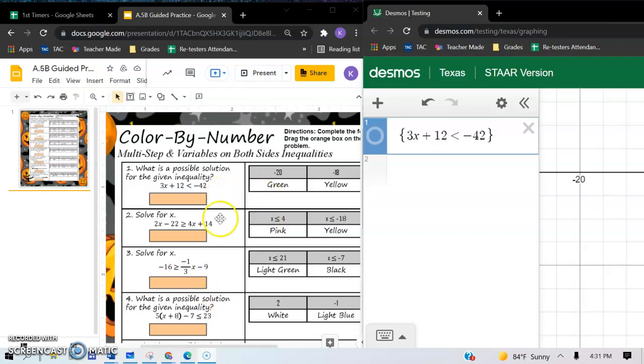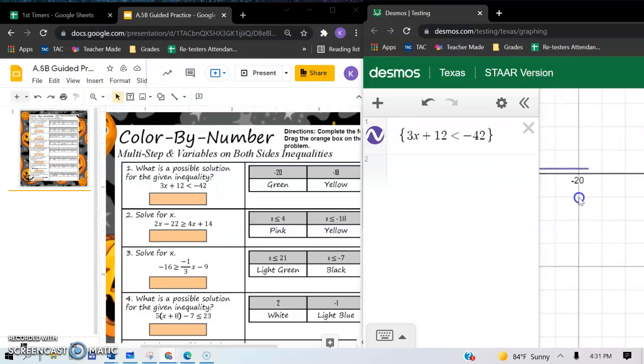Let's practice together. It says, what is a possible solution for the given inequality? So the first thing that we do is we're going to graph this one. I already put it in here, so I'm going to turn this one on, and we have a graph. It says any number to the left of negative 18 will make this true.